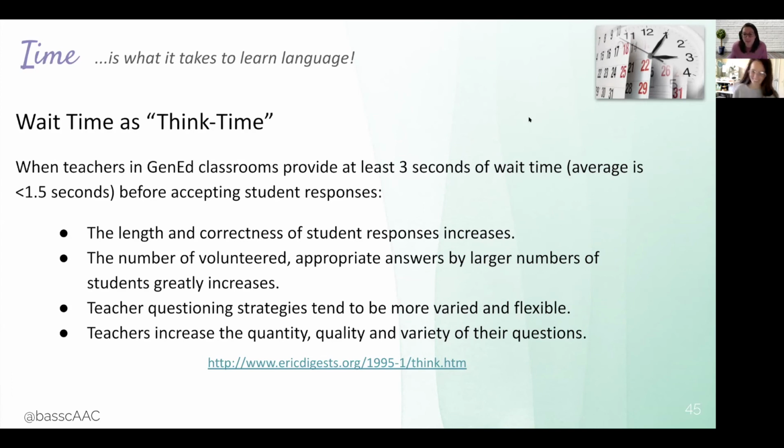Totally okay. It's good to play here because this can be, as you said, the most awkward and uncomfortable. It's so important. Period. It can take, in our heads, longer than what it really is. All right, so wait time is think time.